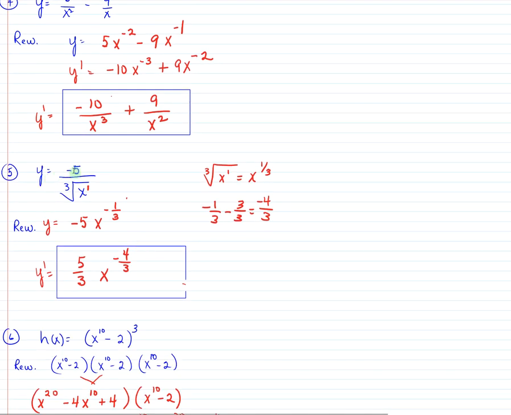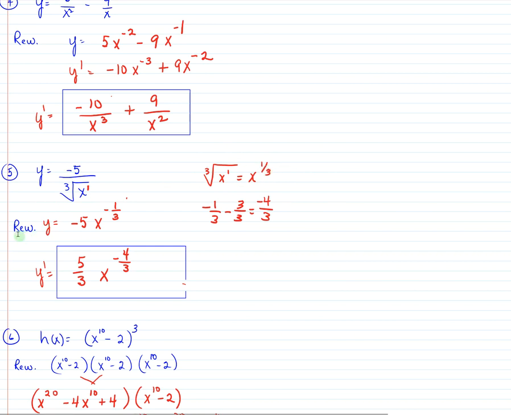All right, y equals negative 5 over the cube root of x. So there's an understood 1 there. I wrote that in. And over here, I'm showing you that the cube root of x is the same as x to the 1/3. So we've got to be able to go from radicals to fractional exponents. That's going to be helpful.